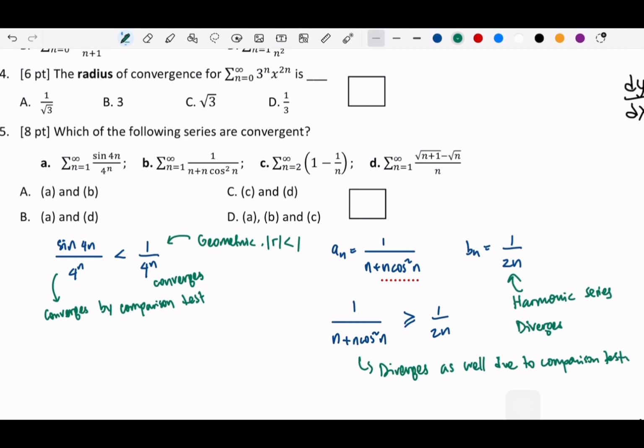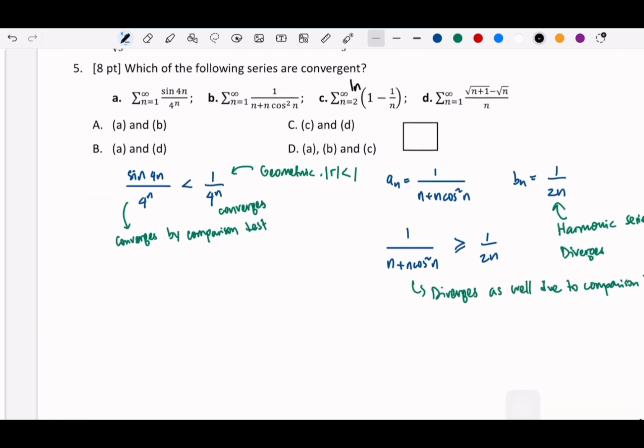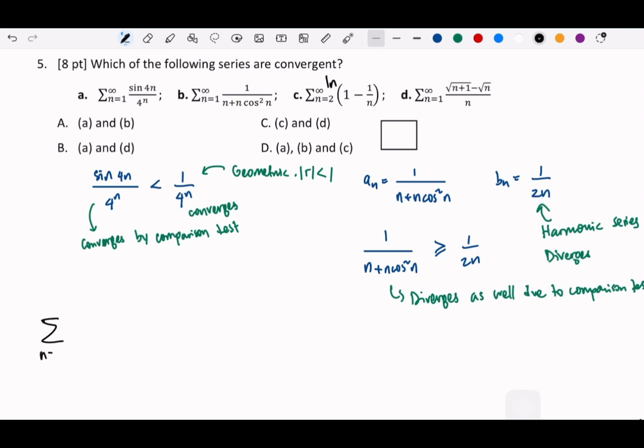Oh, I forgot. This has something to do with number C. For C, there is a typo in the question. I forgot to write the ln here, so it's a wrong series. So number C should be having an ln.